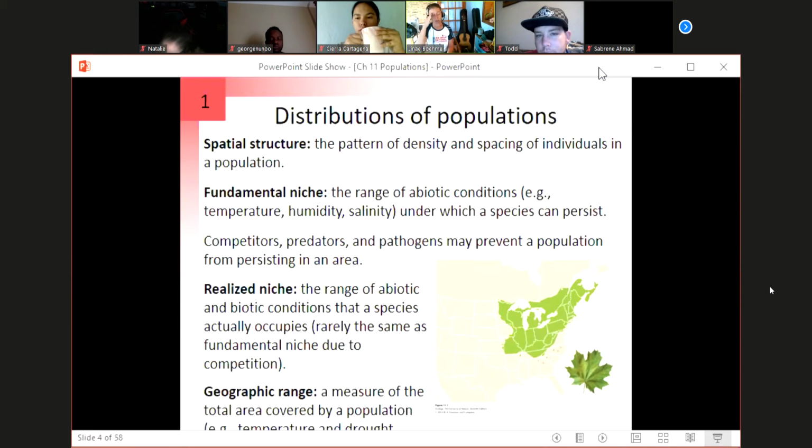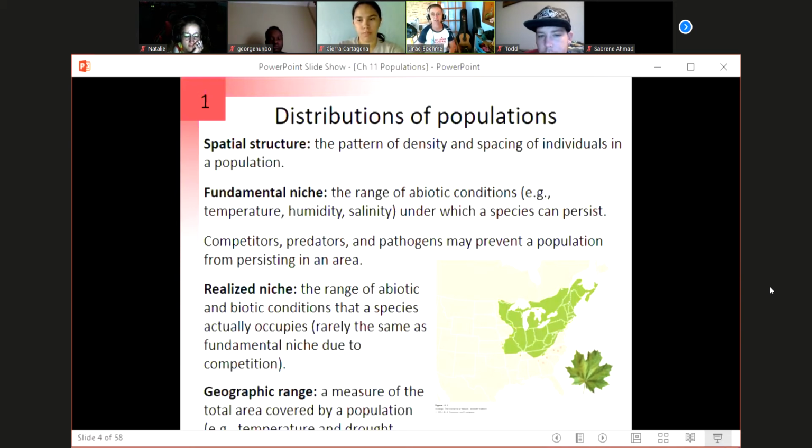And there are actually ways you can model this. I know some of you are out there thinking, oh no, no math. It's okay, we won't do that. But you can actually model the fundamental niche and then the realized niche. We'll talk about it a little bit because we do it for looking at where invasive species could go.